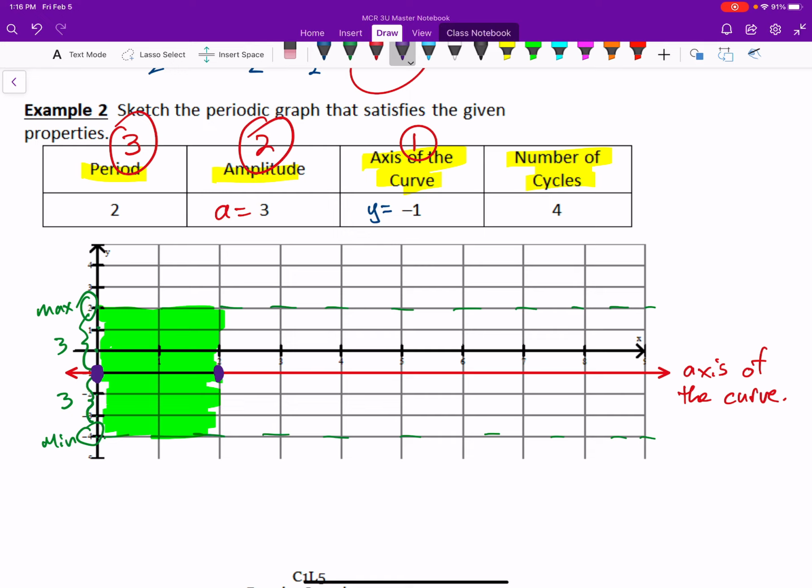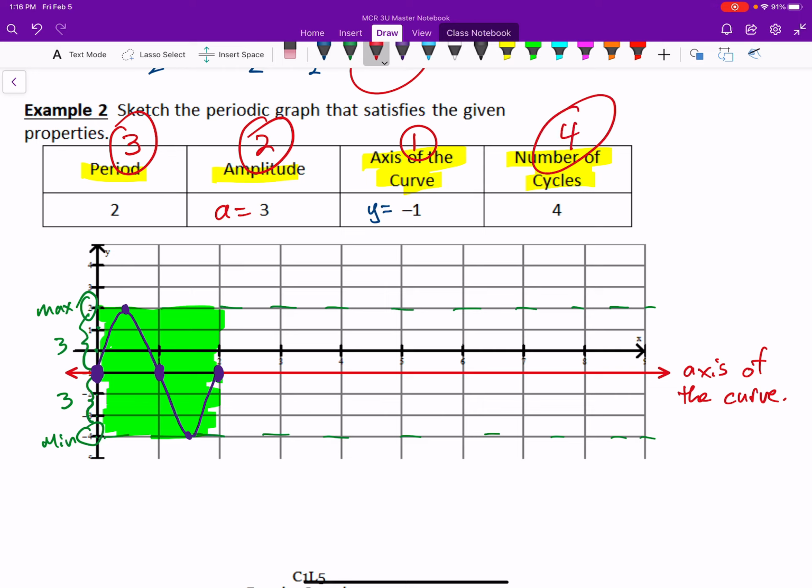Since I have to go to the maximum and the minimum, let's just make it easier on ourselves and say that we're going to cross back over the axis of the curve halfway. Maybe I'll hit the maximum halfway between those 2 points, hit the minimum halfway between those 2 points, connect my dots, and there's 1 cycle. So now I've got 1 cycle of a graph that has a period of 2 units, has the axis of the curve at negative 1, and an amplitude of 3. All that stuff's been checked off.